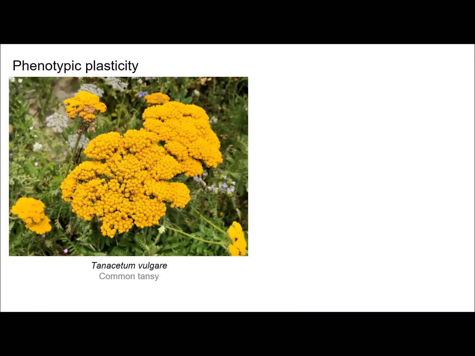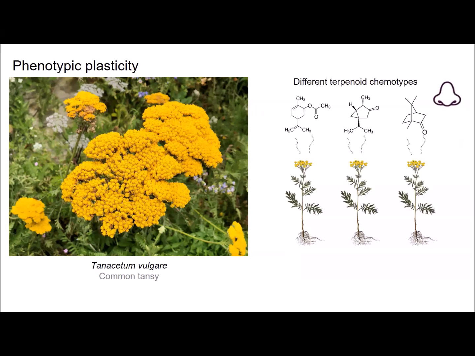Tanacetum vulgare is a fascinating plant. It exhibits different terpenoid composition in its leaves and flowers, which you can even smell. Different chemotypes can thus be distinguished. This plant species also responds plastically to stresses such as differences in water availability or herbivory.